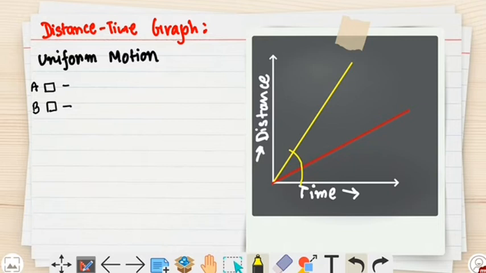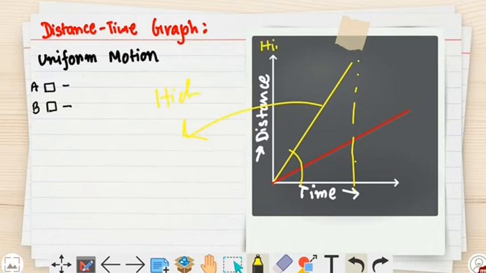So this is the slope of the car, and it is steeper. For the yellow case, it is steeper. So it indicates that car A has a higher speed. The speed is high.